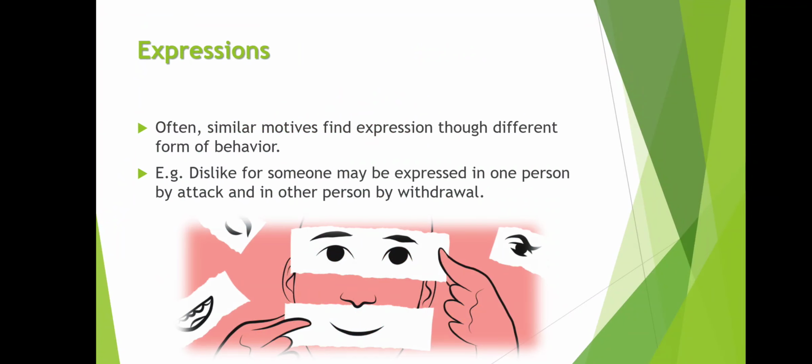And the second one is about expressions. This is one of the important considerations under the topic of classification of motive. Often similar motives find expression through different forms of behavior. For example, dislike for someone may be expressed in one person by attack or in another person by withdrawal.